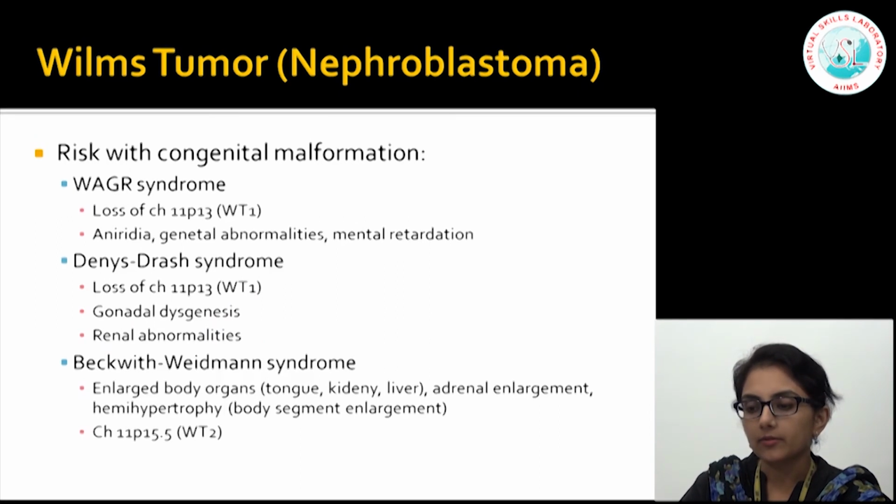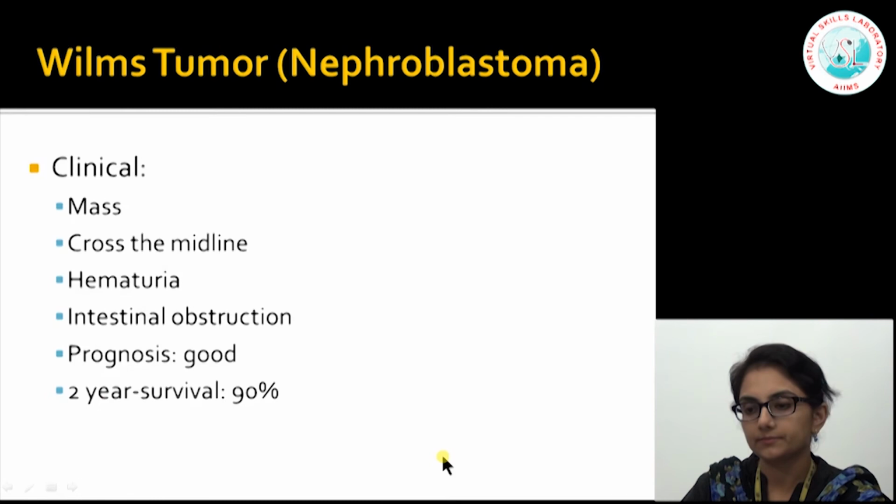We then have the Beckwith-Wiedemann syndrome. This is due to a WT2 mutation, the Wilms tumor gene 2, and it's characterized, along with Wilms tumor, by enlarged body organs, including tongue, kidney, and liver. This tends to happen in half of the body, that's why it's called hemihypertrophy, and you can also have adrenal enlargement.